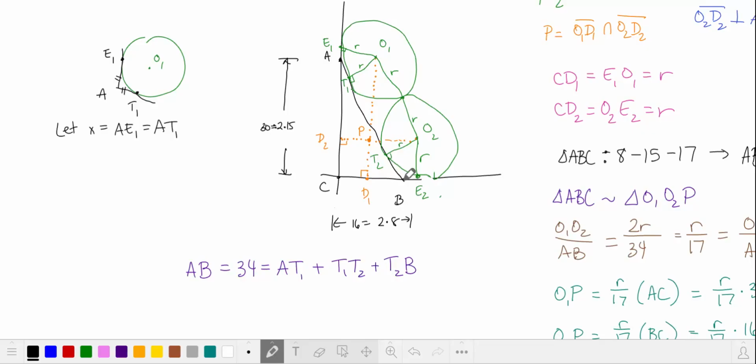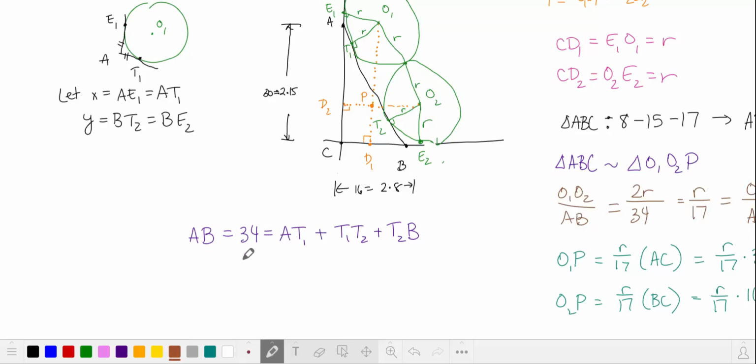And similarly down here at vertex B, the distance from B to this tangent point T2 is the same as the distance to E2, and we'll call this Y. So we'll substitute over here. This is X. The distance between the two tangent points is the same as the distance between the centers of the circle. That's 2R, and then we have Y.